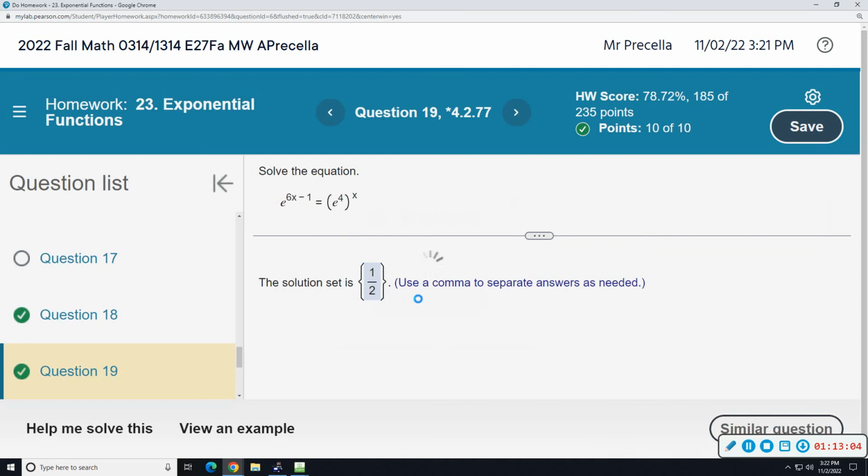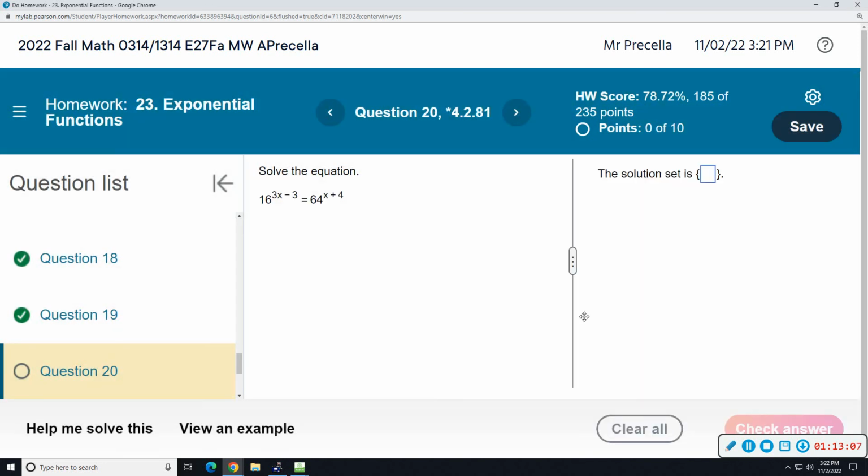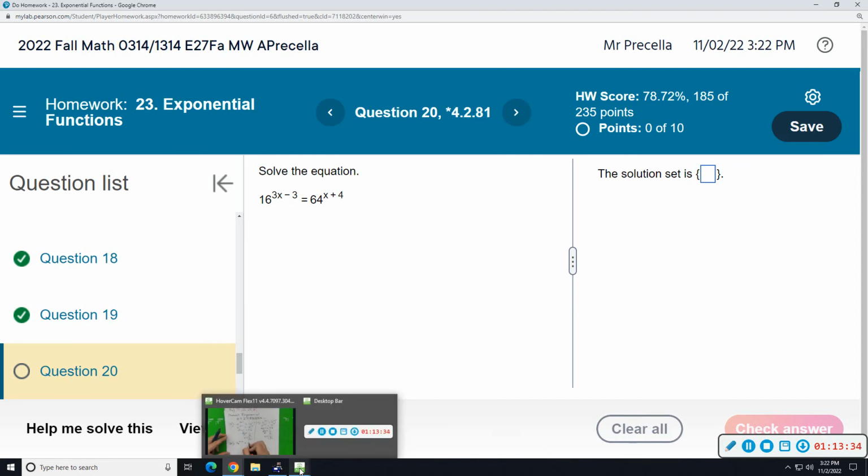Number 20. Oh, this one looks good. This one sets the pattern. There's no common base right off. You're going to have to figure it out. We're going to have to figure out what the common base is going to be. Let me write the problem down. x plus 3.